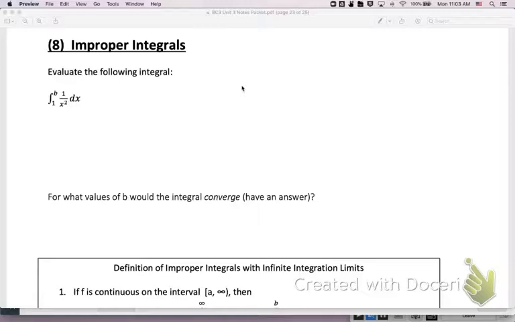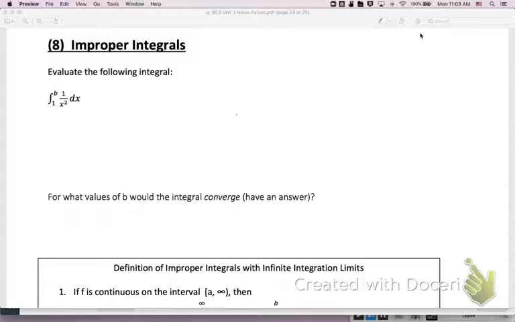The last section in this chapter is on improper integrals. So the question is, what happens if we want to use infinity as one of our limits of integration? Or what happens if I want to integrate across a discontinuity, like an asymptote or something like that? So let's imagine first that we want to evaluate this integral.